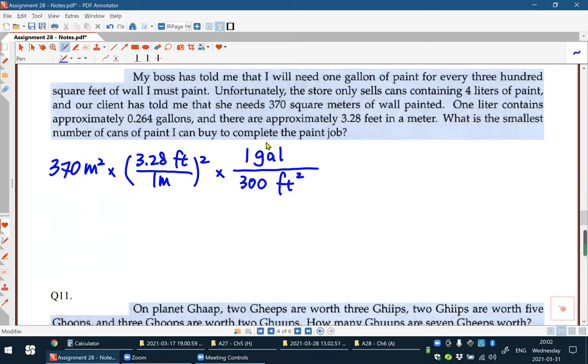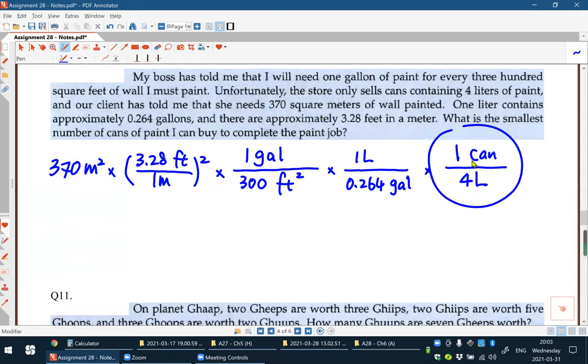Okay, so that means this is the total amount of gallons we need, right? And then we need to convert all the gallons to liters. We know that 1 liter is 0.264 gallons, and by using this, we convert the total amount to liters. We also know that 1 can of paint is 4 liters. Then by multiplying this factor, we convert all the liters to the total number of cans.